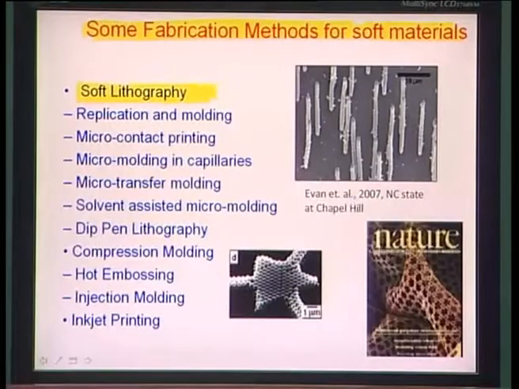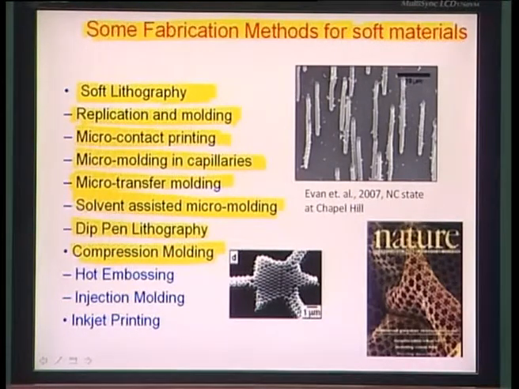So if you consider soft lithography, it is divided into several different approaches. This for instance is replication and molding. You have micro contact printing, micro molding in capillaries, micro transfer molding, okay, solvent assisted micro molding, dip pen lithography, and so on and so forth. And you also have systems related to compression molding, which is actually the conventional compressive mold, and we will discuss these details in the next few slides. And this includes hot embossing, injection molding, and then the other typical method is inkjet printing.